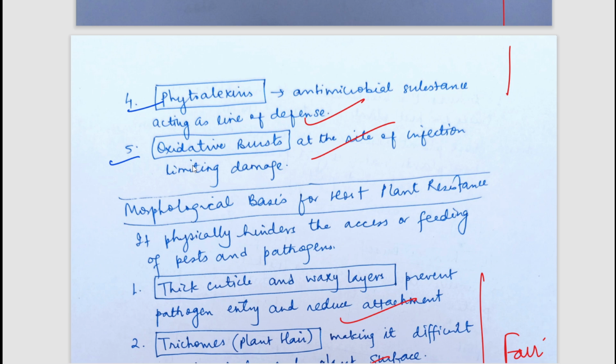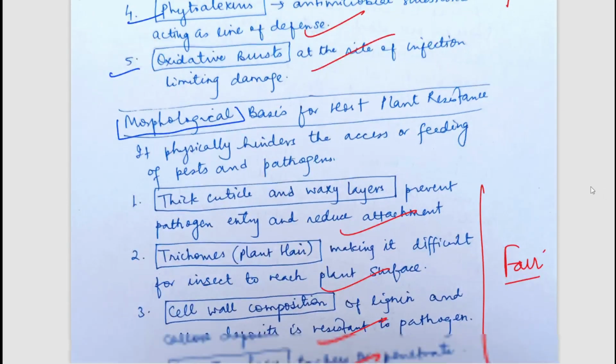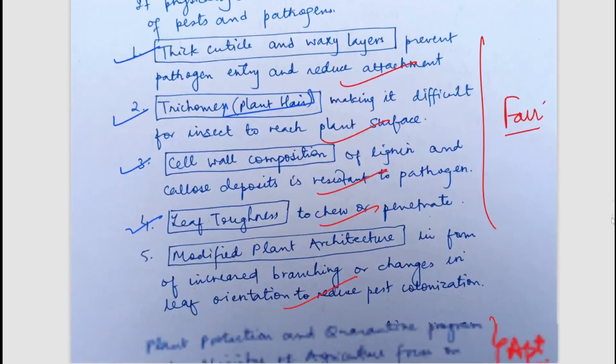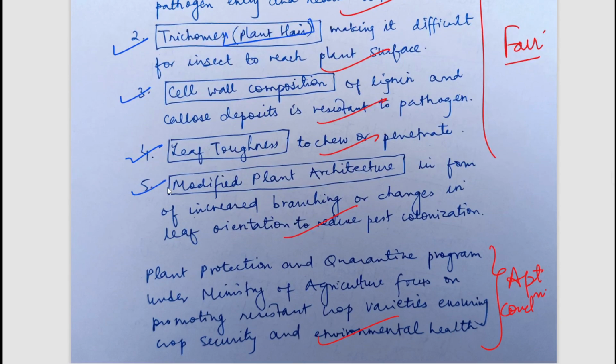Now, these were the biochemical methods. Now, what are the morphological basis? What can the plants do in the change of their morphology to develop resistance? They can thicken their cuticle and waxy layer. They can develop some kind of waxy layers. They can develop trichomes, which are plant hairs. They can change the cell wall composition, that is, developing lignin and cellulose deposits, so that it can provide resistance to pathogens, pests, anything. It can develop leaf toughness. It can modify its architecture or its structure.